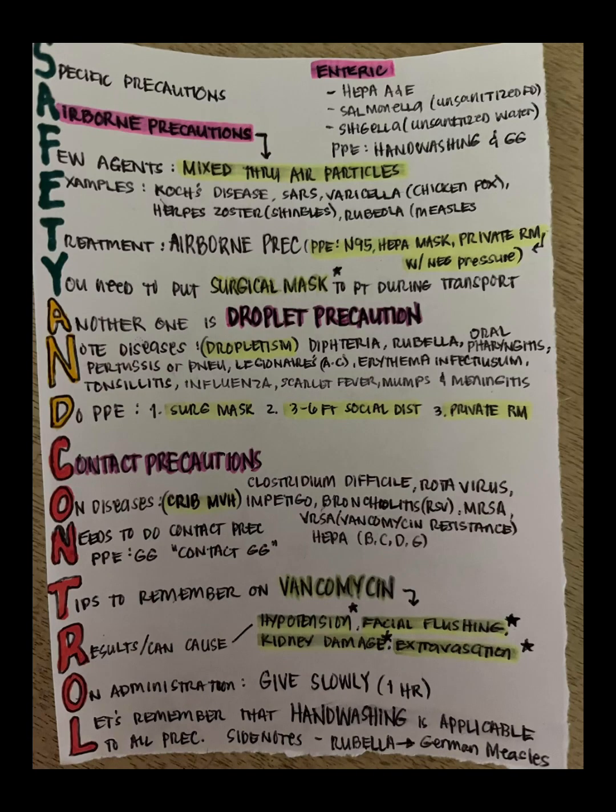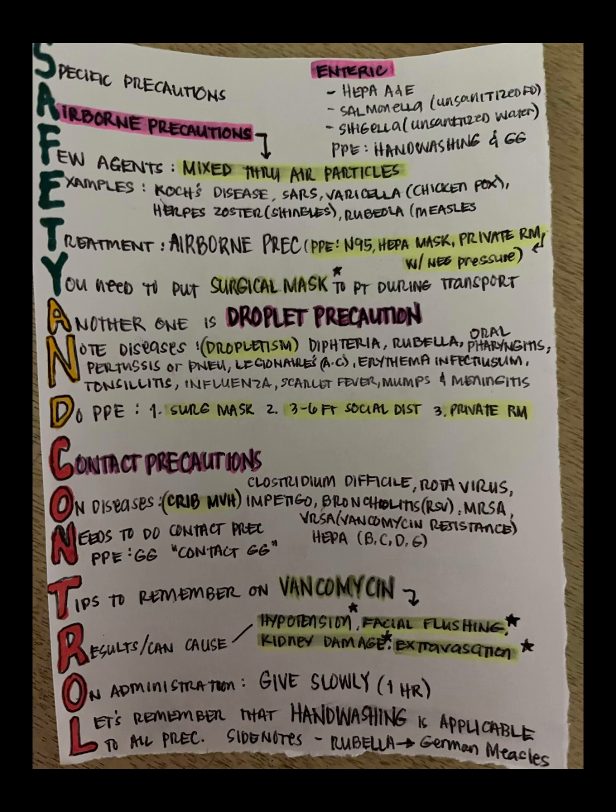Now we will go to safety and control. We will talk about specific precautions. We have airborne precaution, droplet precaution, contact precaution, and also enteric precaution. Let's talk about airborne precaution first. There are a few diseases under airborne precaution. In airborne precaution, the agents are carried through air particles. Kaya siya naka-airborne precaution.